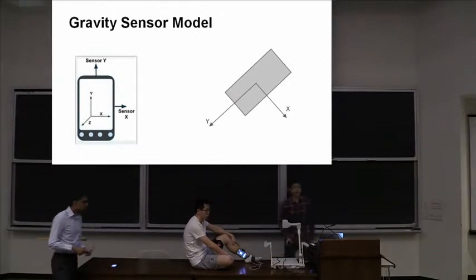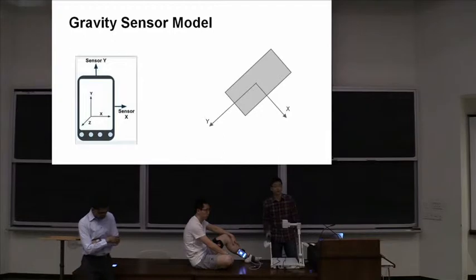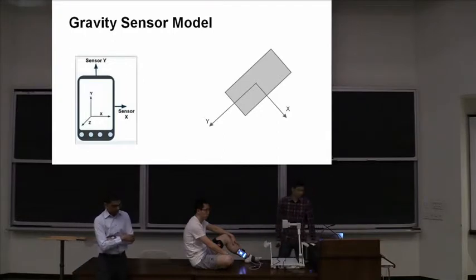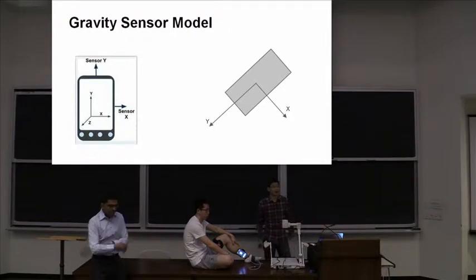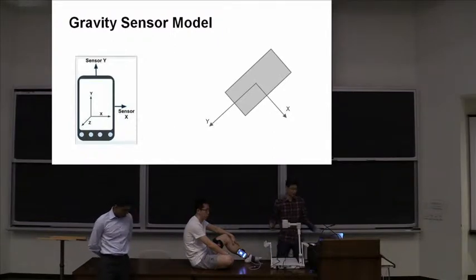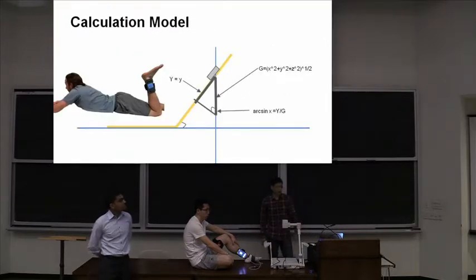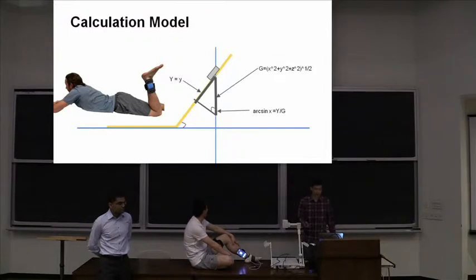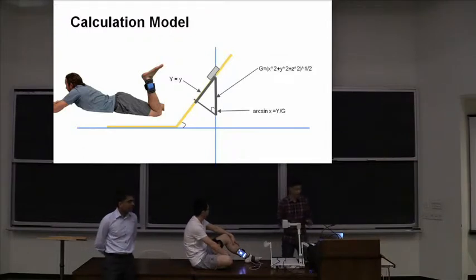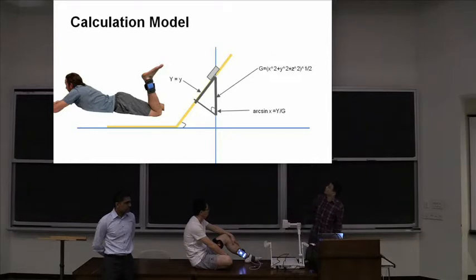Okay, in our design, we are using the gravity sensor and accelerometer to calculate the angles. As you know, gravity sensors are embedded in almost every smartphone, and it has 3 directions, X, Y, and Z. In our calculation model of the first method, the lying on stomach method, the yellow line represents the patient's leg, and the smartphone is attached. Then we can get the values of X, Y, and Z, and we can calculate the gravity G by using the formula shown here.